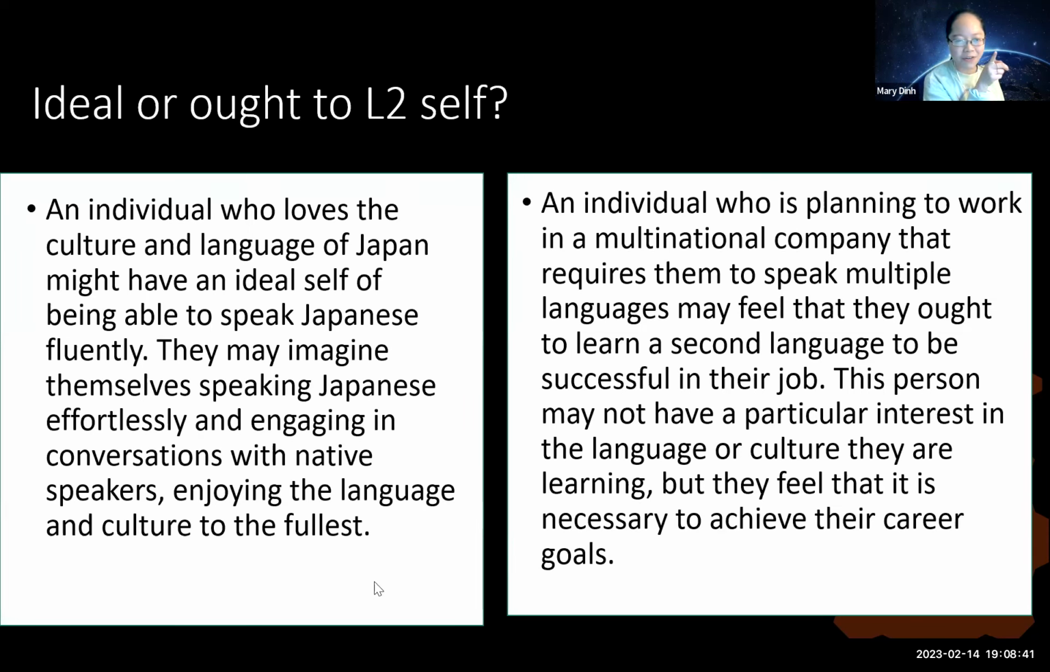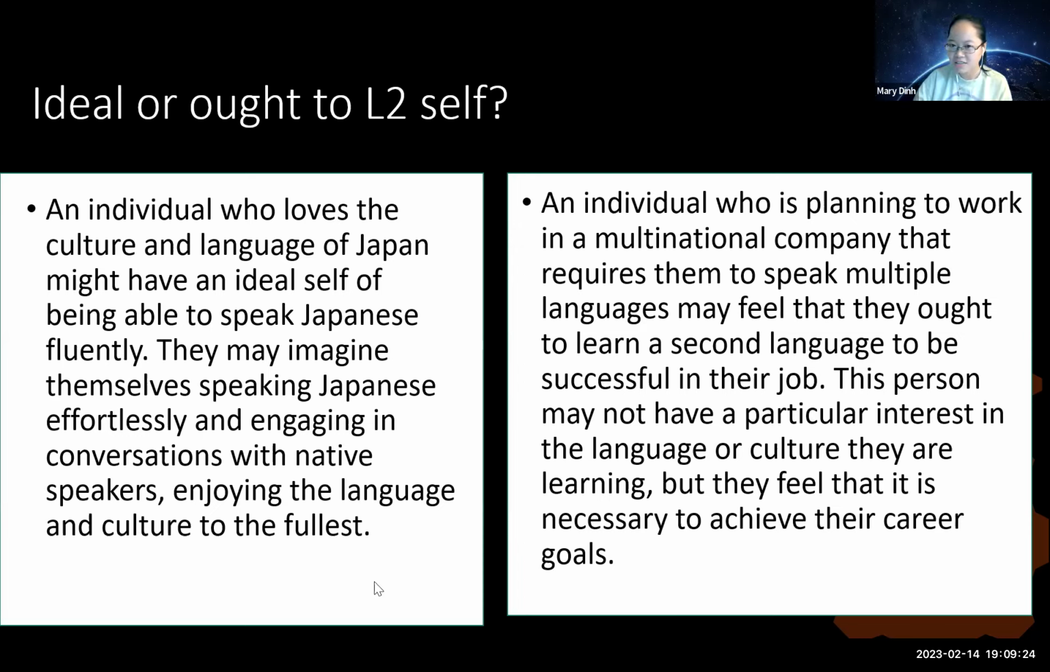Devendi, would you help me with the first case? What do you think, is this person more like the ideal second language self or the ought-to second language self? I think it's the ideal second language self. Why do you think so? Because they may imagine themselves speaking Japanese effortlessly, so that is what that person wants to do in the future after learning Japanese. Exactly, more like in their mindset, right? They position themselves in relation to others, and that is really their ideal self that motivated them to study a second language.